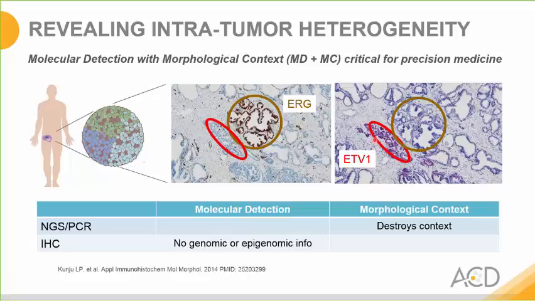And in this study, you can see the differential and mutually exclusive expression of the two biomarkers in different parts of the tumor. So in the left-hand panel, you can see expression of ERG, but not ETV1. In the right-hand panel, you see a beautiful expression of ETV1 in the absence of ERG overexpression. This combination of molecular detection and morphological context that can be provided by RNAscope is not possible with traditional grind and bind NGS or PCR assays, which destroy morphology, as well as with standard IHC assays, which don't provide the genomic information that RNAscope can provide.